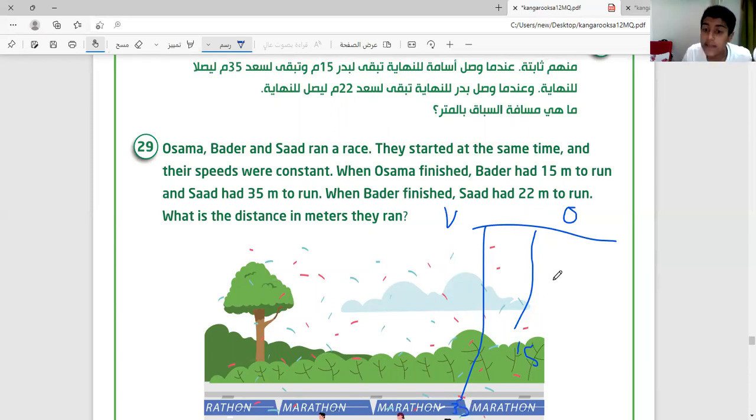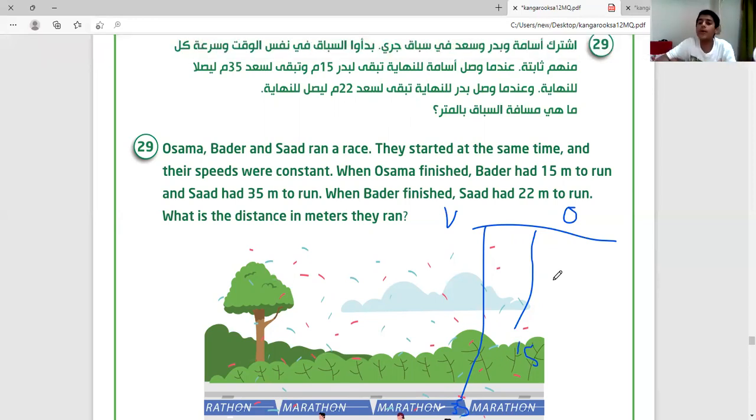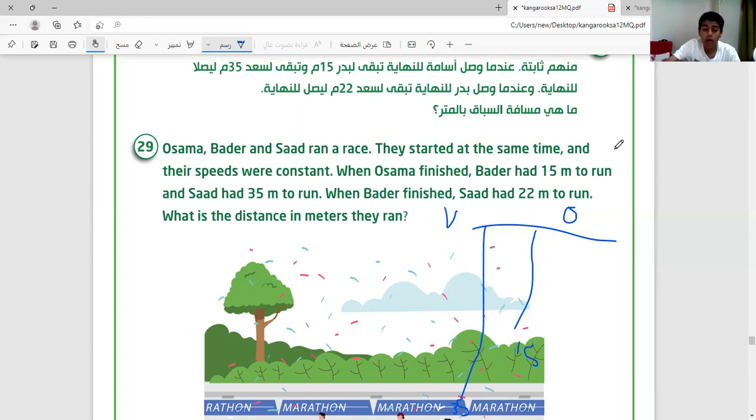So now he says here that their speeds are constant, which means their speed will not change. Always it will be the same. So to help me answer this question, I need to find the speed of Badr. How to find the speed of Badr? I'll subtract 15 from 35. Why do I subtract these two numbers? Because both of them run 20 meters together.